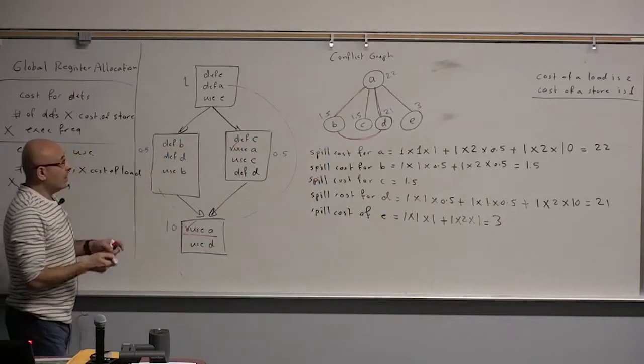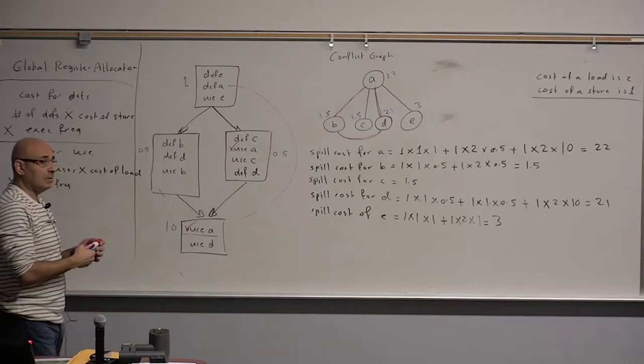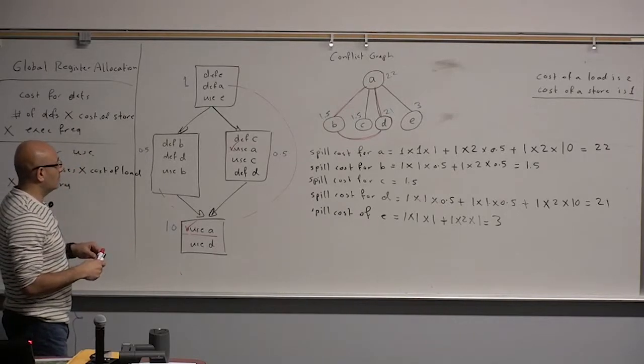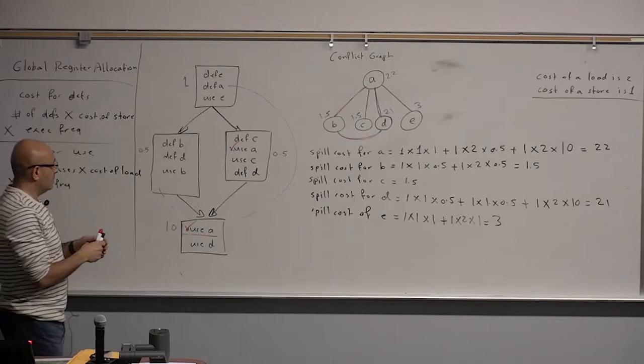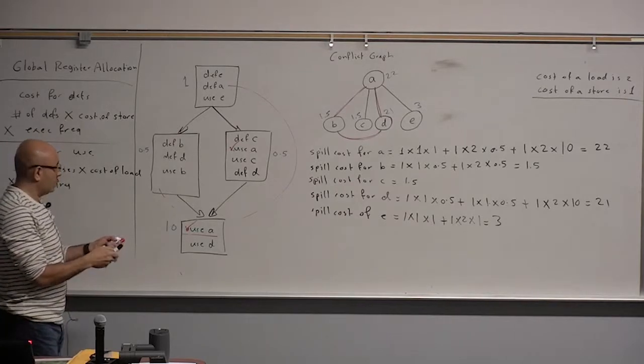Now I have a question here about this. For D, since the definitions appear in parallel blocks of code, shouldn't that only be counted once instead of twice?